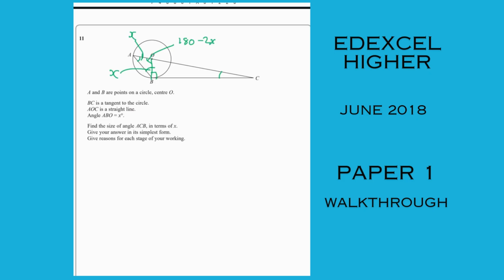And the knock-on effect, thanks to angles on a straight line being 180, means angle BOC is 2x. And we finish off with angles in a triangle yet again. All right, so the idea is that angle ACB is 180 minus the 90 at B minus the 2x at O. And you simplify, and that is the final answer.